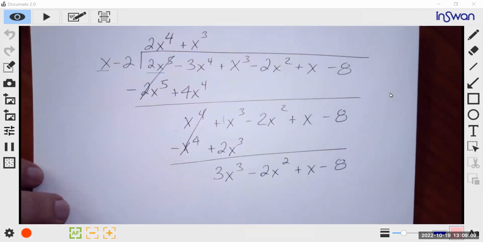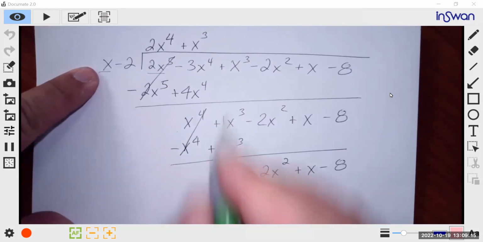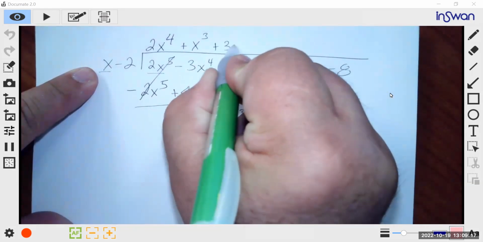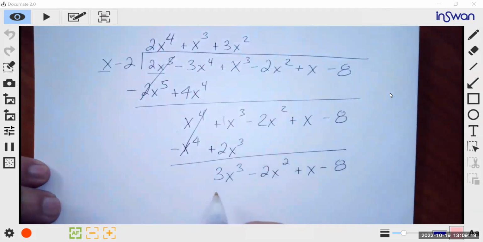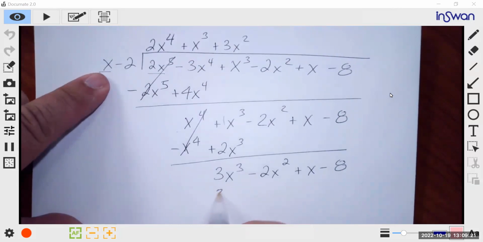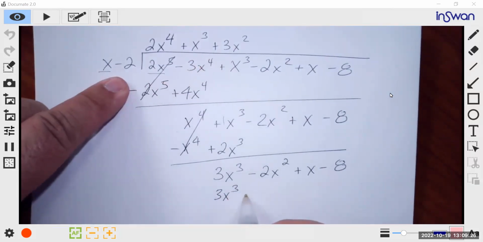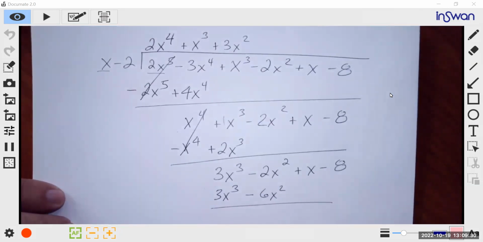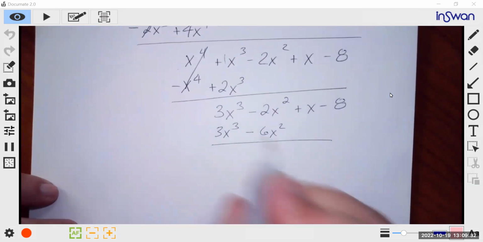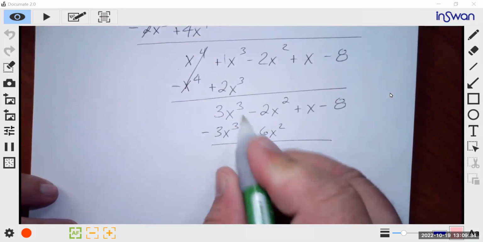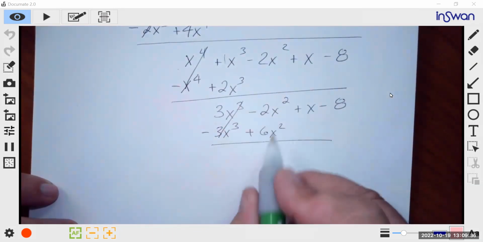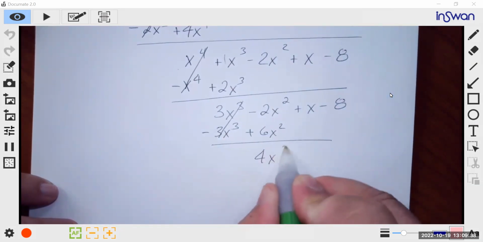What's my next number? Yeah, 3x squared, because what times x gives me 3x cubed? Positive 3x squared. 3x squared times x is 3x cubed. 3x squared times -2 is -6x squared. Change the signs. Add. 6 minus 2 is 4.